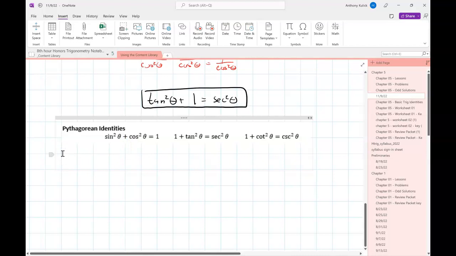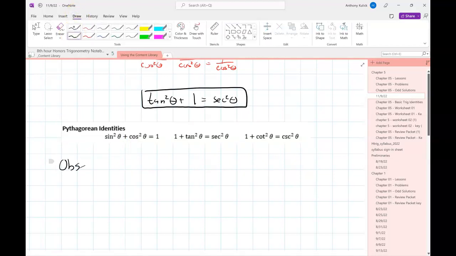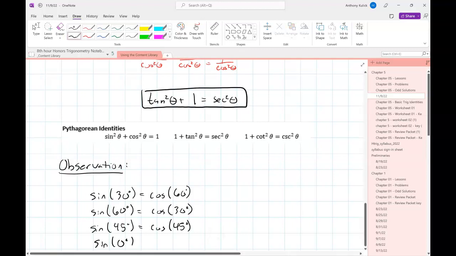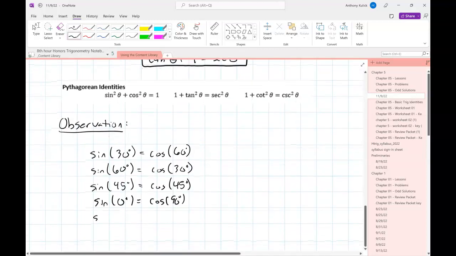Next observation. When using the unit circle, have you ever noticed that sine of 30 degrees was the same thing as cosine of 60 degrees? Or that sine of 60 degrees was the same thing as cosine of 30 degrees? Or sine of 45 degrees was the same thing as cosine of 45 degrees? Or sine of 0 degrees is equal to cosine of 90 degrees. Or I can say that sine of 90 degrees is equal to cosine of 0 degrees.